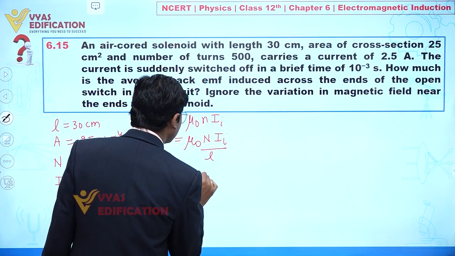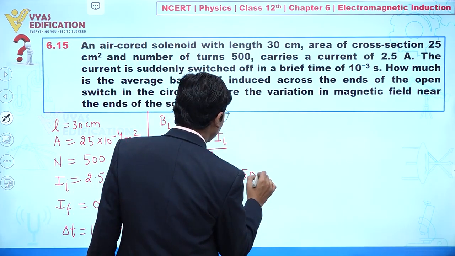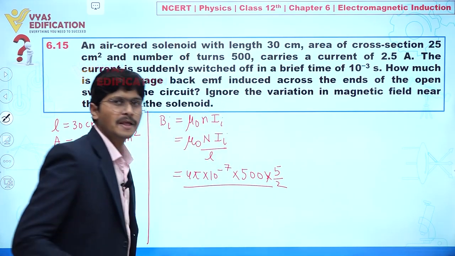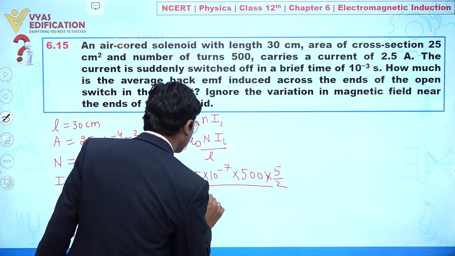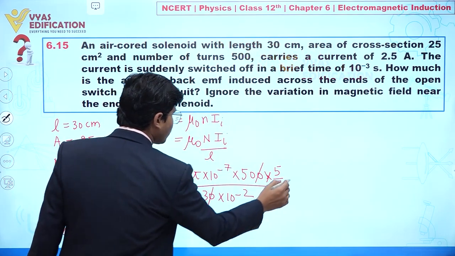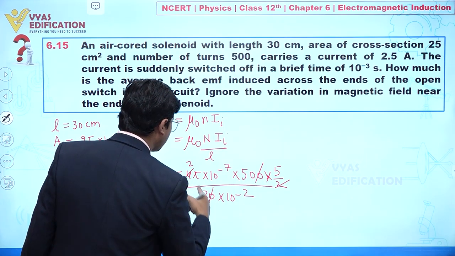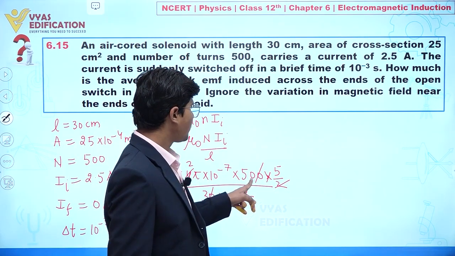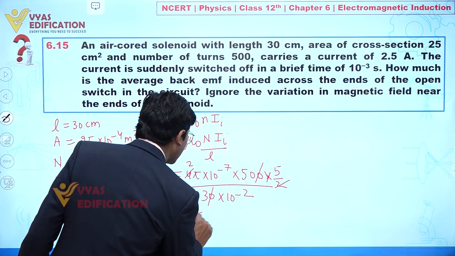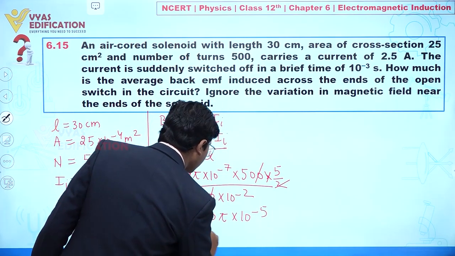Now we can put in the values: 4 pi into 10 to the power minus 7, number of turns 500, initial current 5 by 2, divided by the length, 30 into 10 to the power minus 2. This one and this one cancel out. From here we get 2 pi, so 5 multiplied by 2 pi is 10 pi, and this gives 500 pi into 10 to the power minus 5, divided by 3.